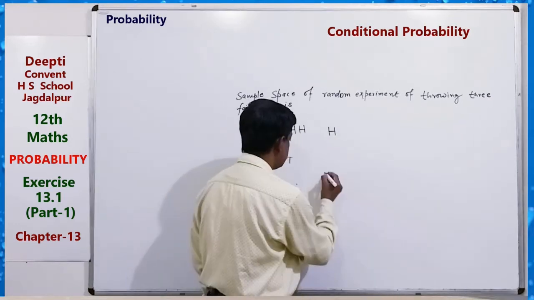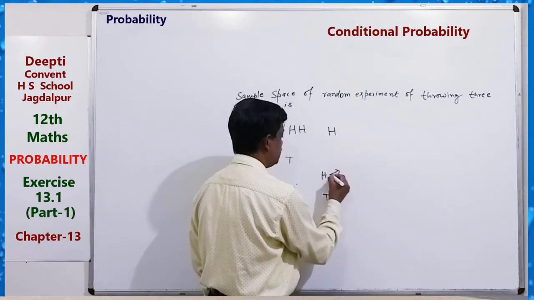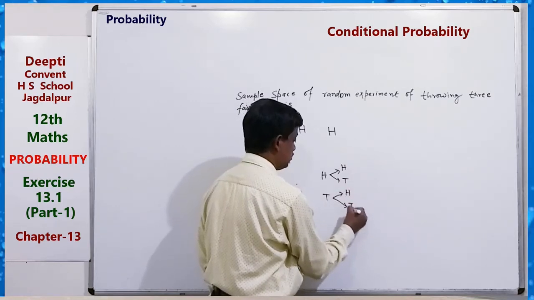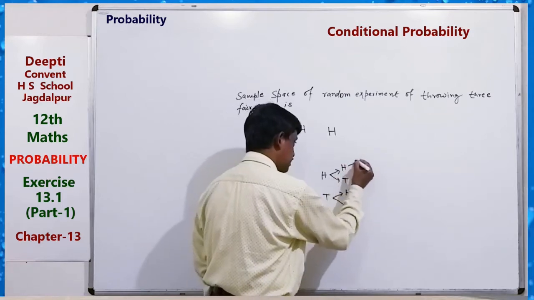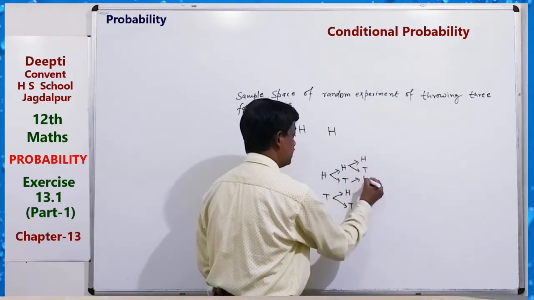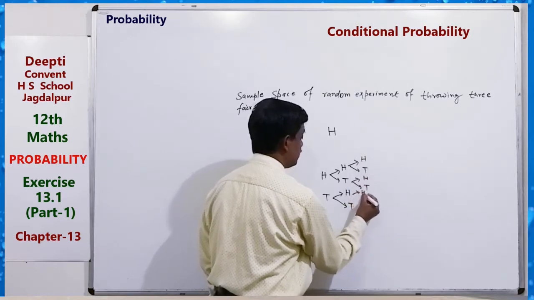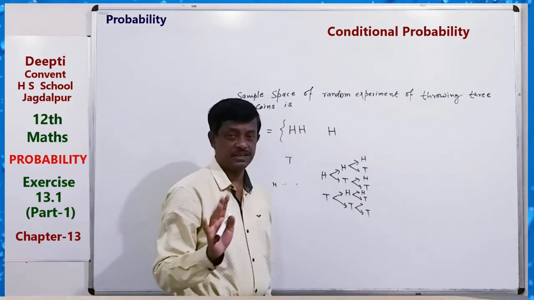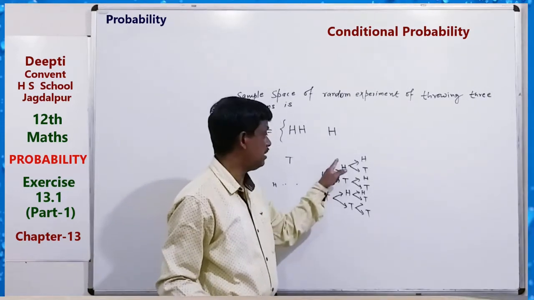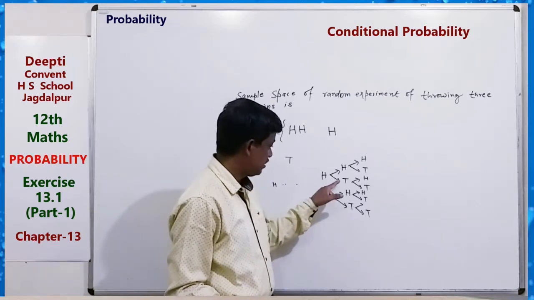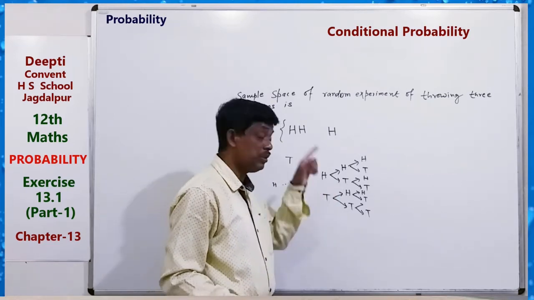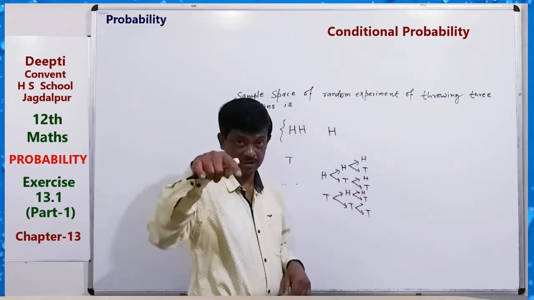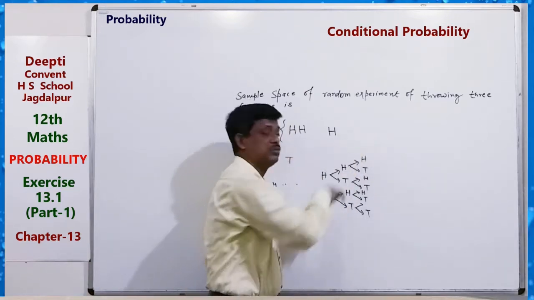For understanding, you can write like this: head, tail. With this, the third position will be head or tail. With this, the second position will be head or tail, and with each of these, head or tail. Means the first position has H, the second position with head may be head or tail, and the third position with this head may be head or tail. This is the first position, second position, third position.